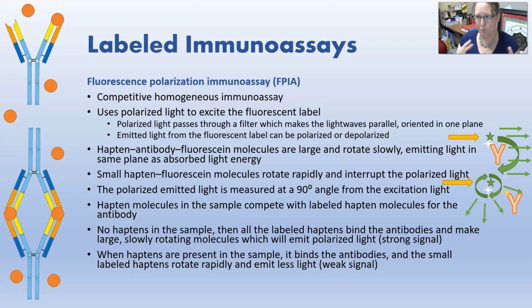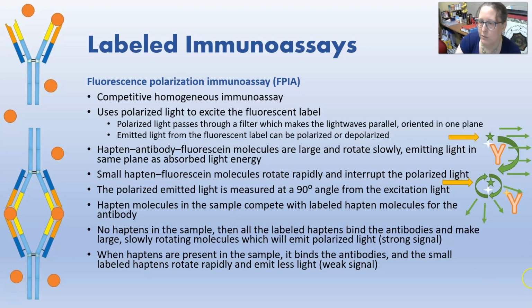So this is an inverse proportional step. So no drug in the sample, no hapten means strong signal. If the haptens are present in the sample, then it binds the antibodies, and then the small labeled haptens will rotate rapidly and emit less light, so you have a weaker signal.